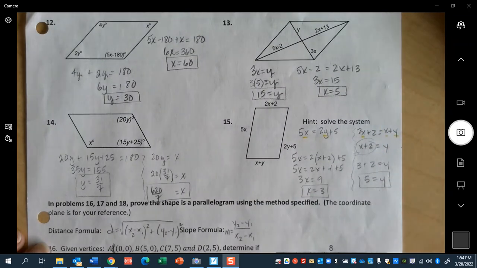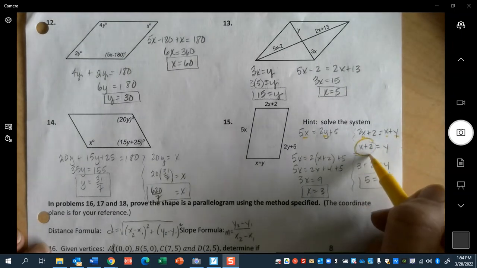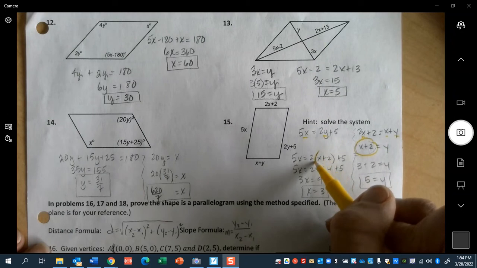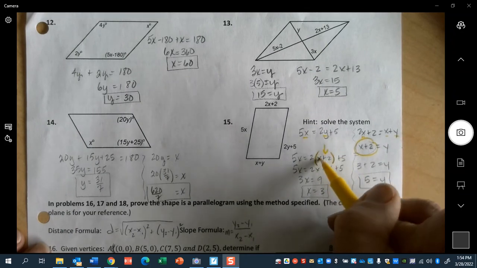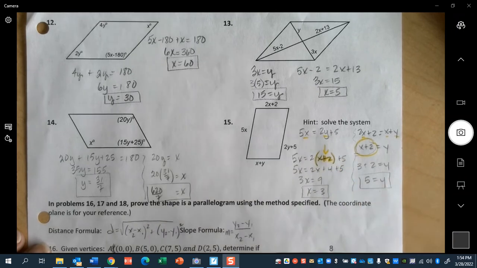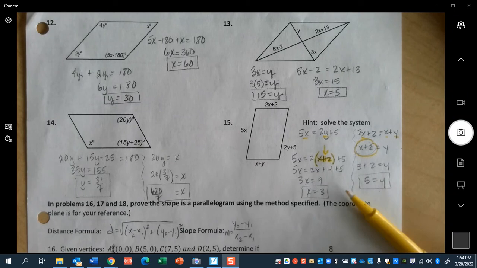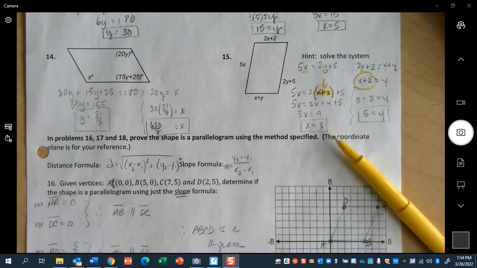I can't solve that. But what I can do is combine like terms and say, hey, y is equal to x plus 2. And I can plug x plus 2 in for y. And therefore, I've given myself an entire equation that has x's in it. Once I get x has a value of 3, I can go back and solve for y.